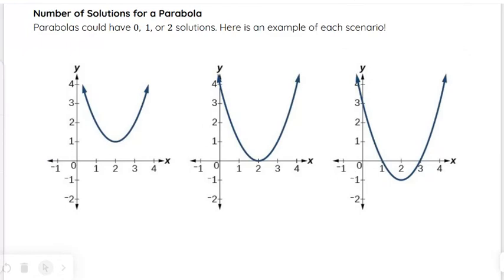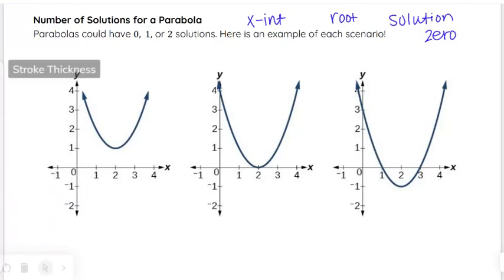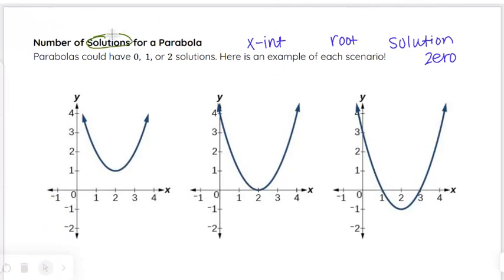Now let's talk a little bit more about x-intercepts. X-intercepts have many names. It could be an x-intercept, it could be a root, it could be a solution, and sometimes even called a zero. Those four names are typically interchangeable, and any of those can be used to refer to the point or points where the graph crosses the x-axis. So if we see solutions, for example, visually on a graph, that's where it crosses the x-axis.